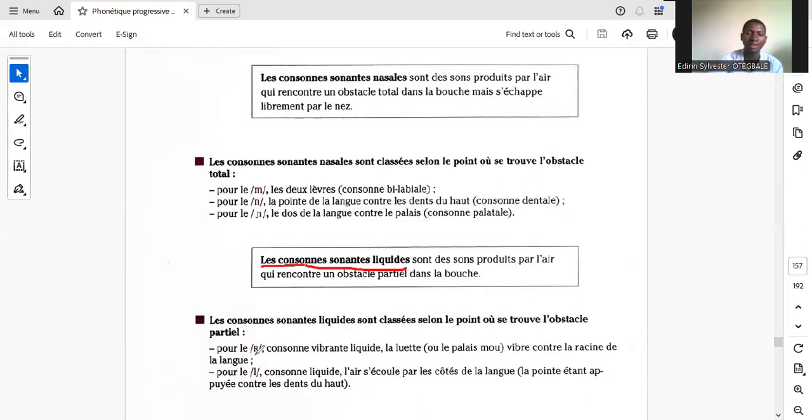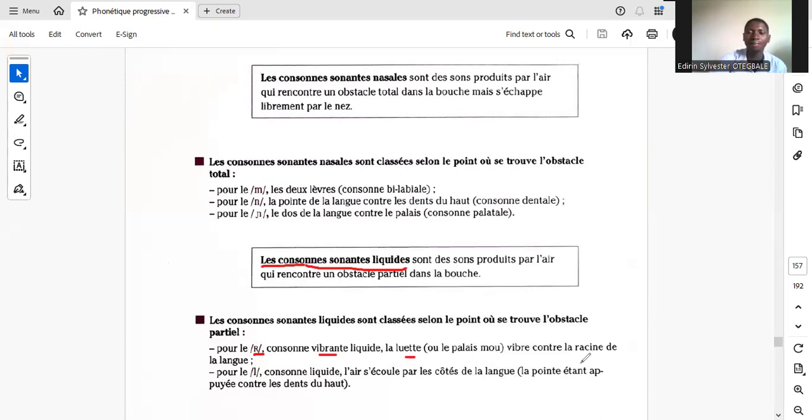We have R. We call it vibrant, luette, vibrant, or relais. Now, for this one, la luette, le palais mou, the soft palate, vibrates against the root of the tongue. So we have R, R, R. So that is for relais or vibrante.